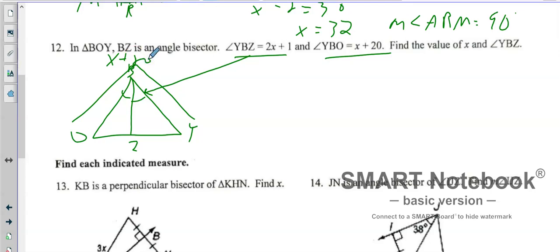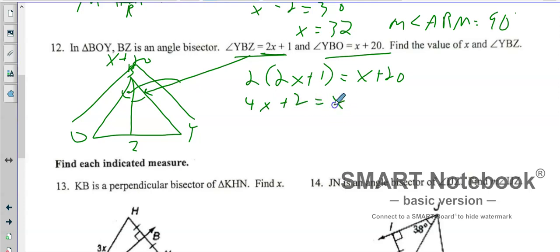So if these are equal, this is 2x plus 1, and so is this one. They're both 2x plus 1. So this is when we have to go 2x plus 1 plus 2x plus 1, or simply 2 times 2x plus 1 equals x plus 20. Again, since 2 does not go into both those, I'm going to have to distribute. 4x plus 2 equals x plus 20. Subtract x, subtract 2, divide by 3, and x is 6.